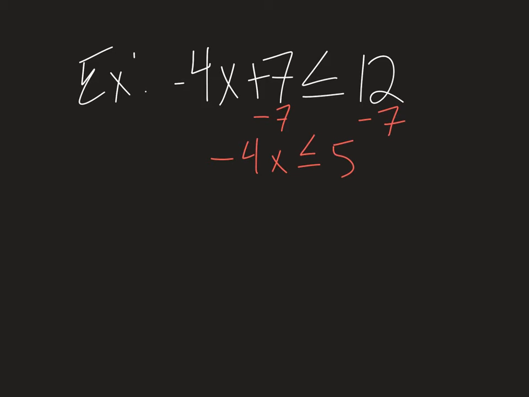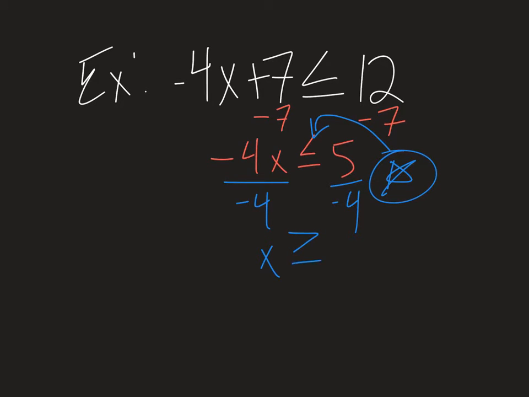Now we're going to divide by negative 4. Like I mentioned in the previous videos, when I'm dividing or multiplying by a negative, I'm going to put a star on that step for myself. That way I know I have to change the direction of this sign. So x is going to be not less than or equal to whatever this quotient is. It's going to be greater than or equal to negative 5/4, which I'm going to leave as an improper fraction.